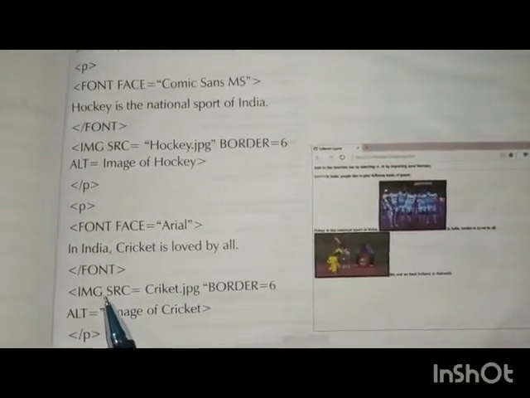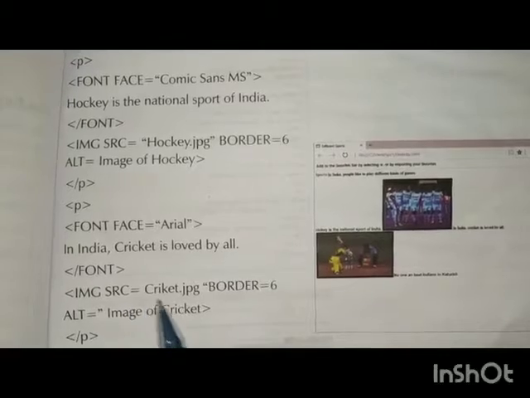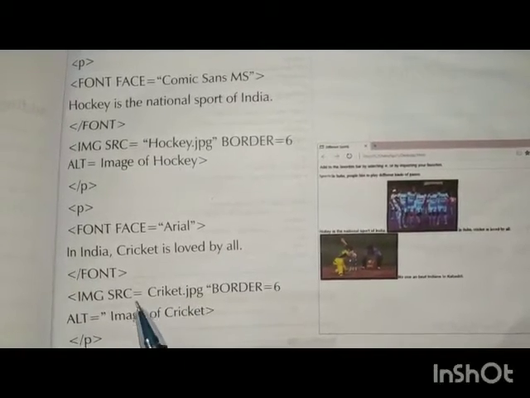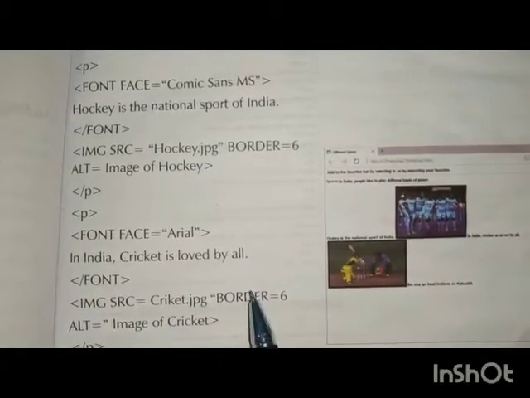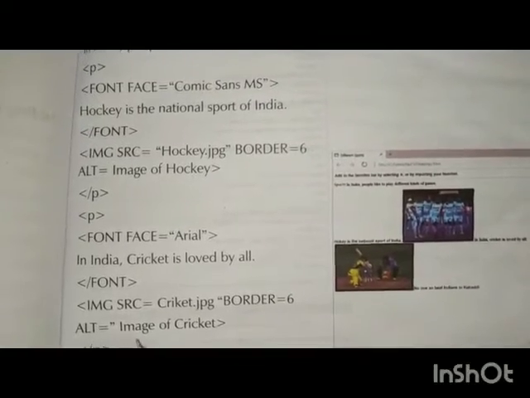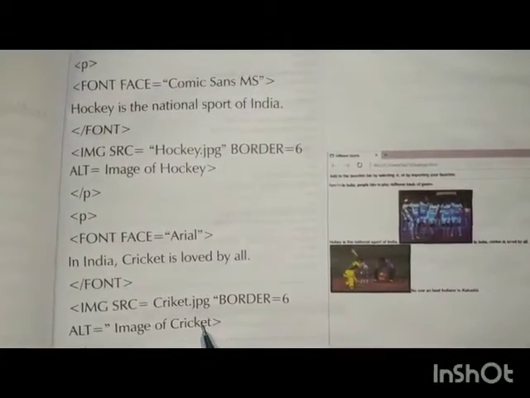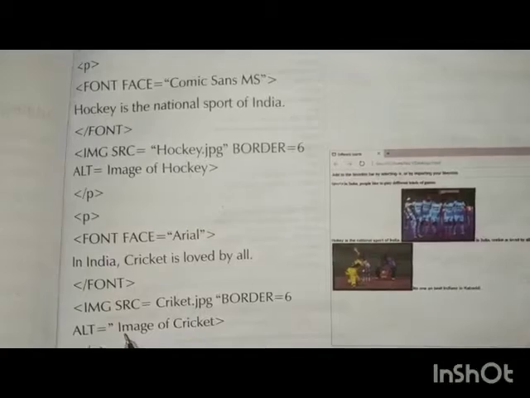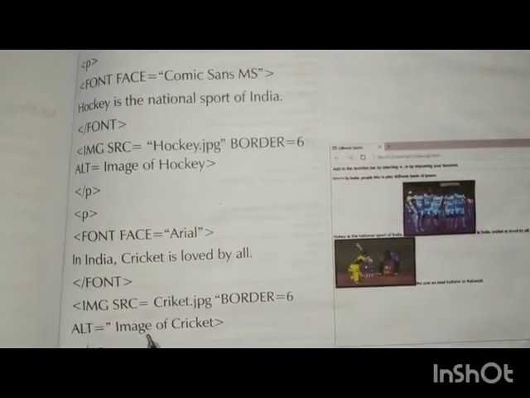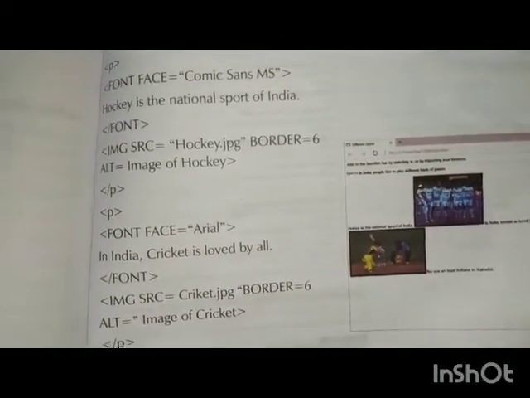Like in this case, image src cricket, so the cricket's image will be added. Border is 6 and alt equals image of cricket. So the image of the cricket will be displayed to you. Is it clear?